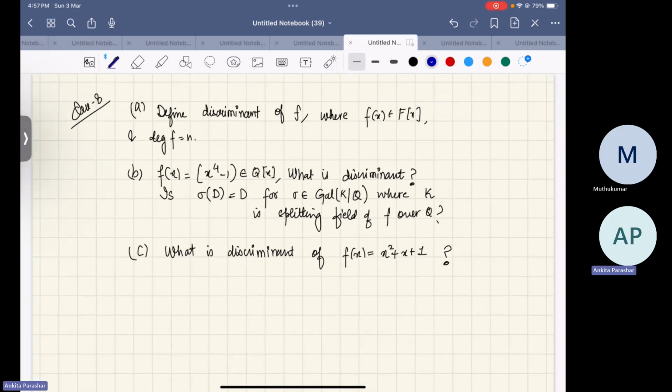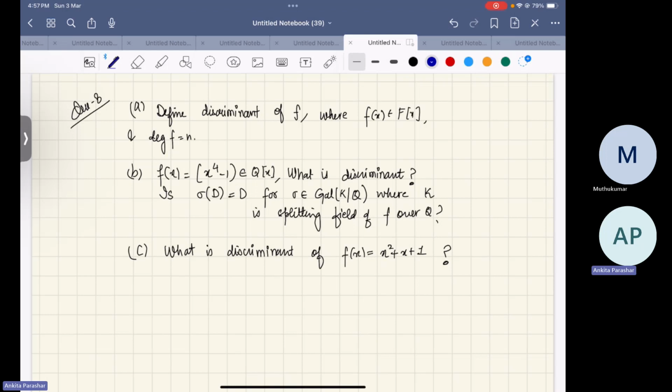Okay, let's do this last question, then we will stop. I think time is up. Define the discriminant of a polynomial. So suppose you have a polynomial f in F[x] and the degree of f is n. How do you define the discriminant?